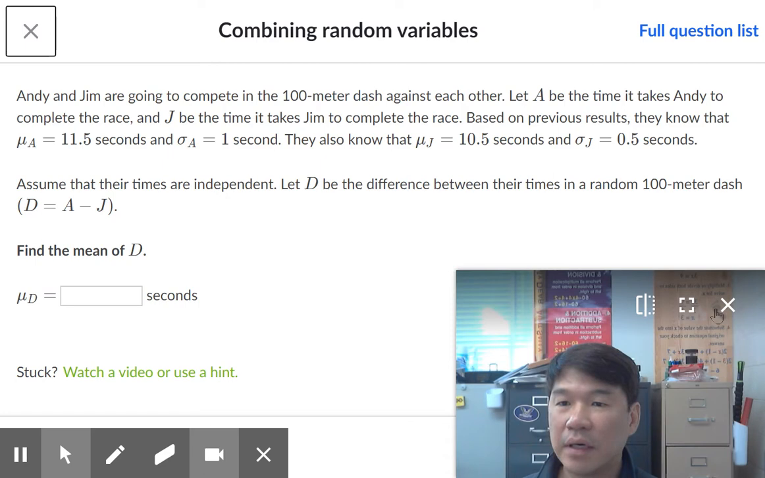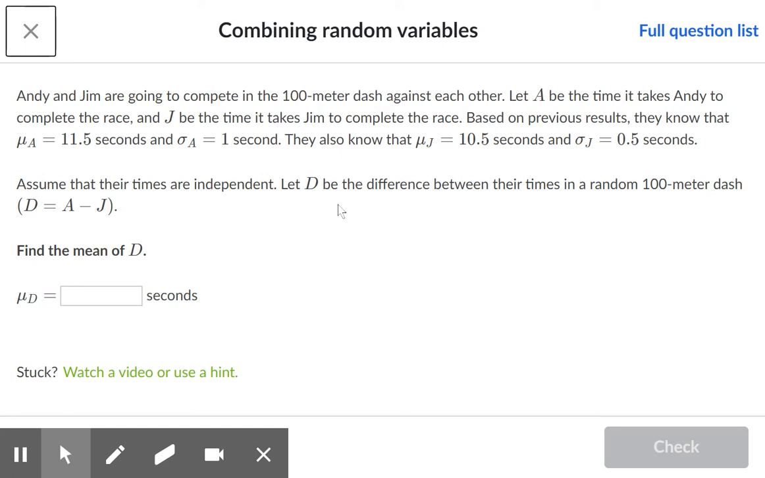So today we'll be doing the combining random variables exercise. Let's dive in. Let's read the question.